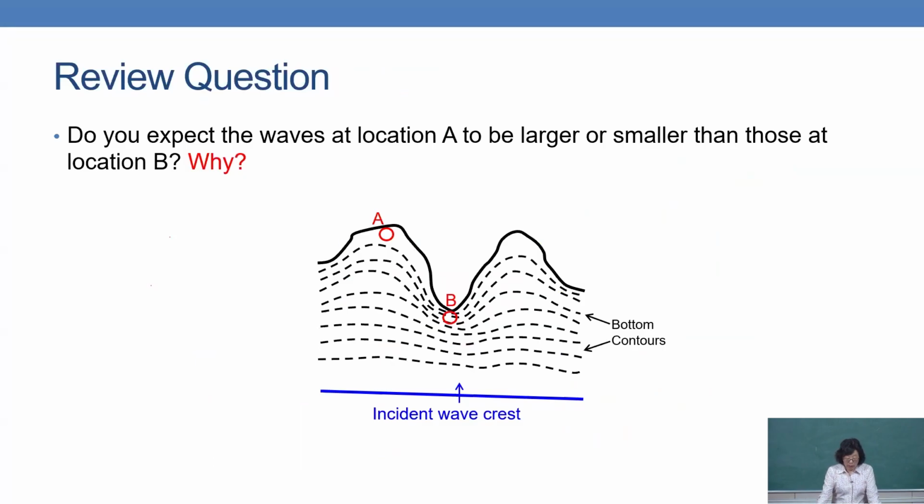And then if we look at this one, do you expect the wave at location A to be larger or smaller than those at B? So A will be smaller because the waves will be diverged. And in the B, the waves will be converged. Then you will have higher waves.